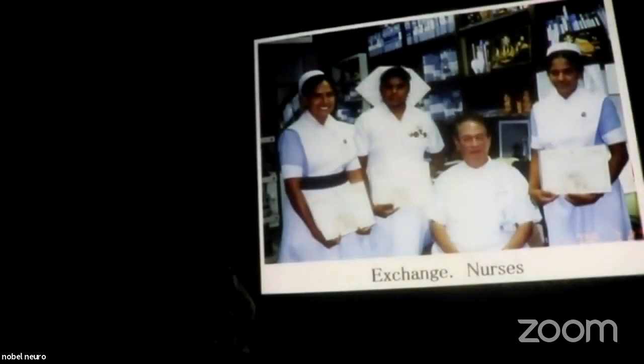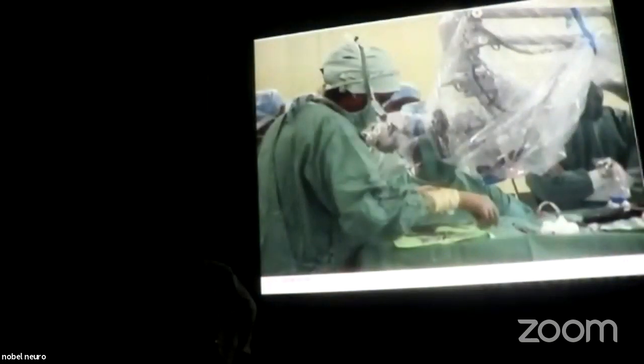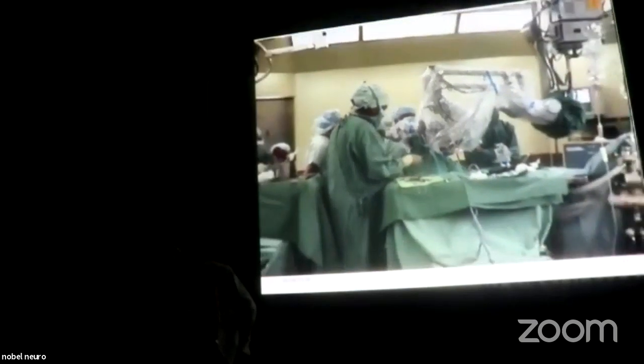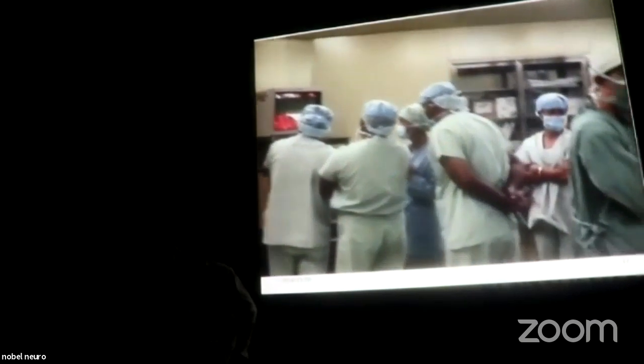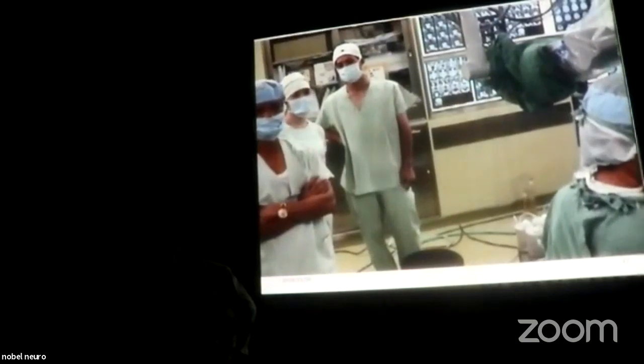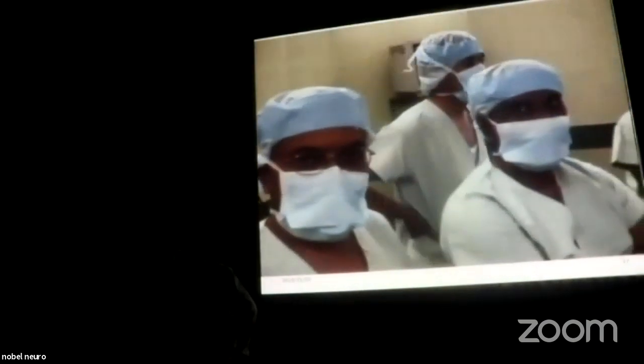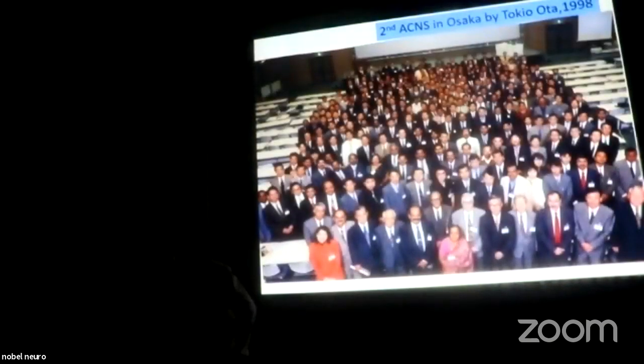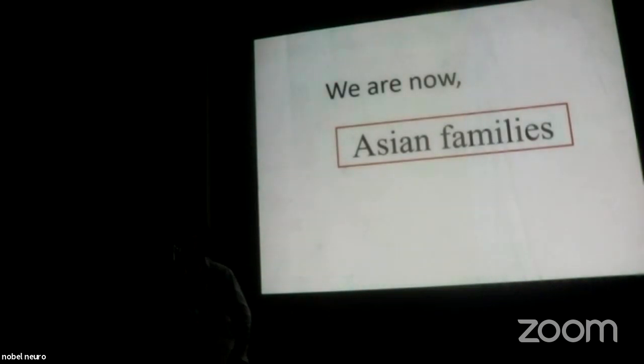In this picture, three nurse fellows from Sri Lanka wanted to study under Professor Kano. It was almost 20 years back. This is an Indian nurse who worked in the OR when Professor Kano was chairman. We always have many nurses and doctors in our department. This is the second Asian Congress, held in Osaka, Japan, in 1998. Professor Ota was the president. Professor Kano is in the center, with many doctors he recognized in the crowd. Professor Kano always said, we are now the Asian family.